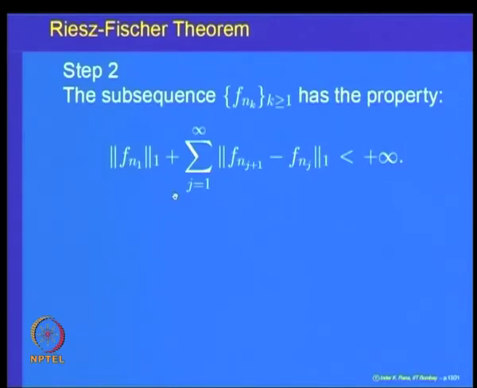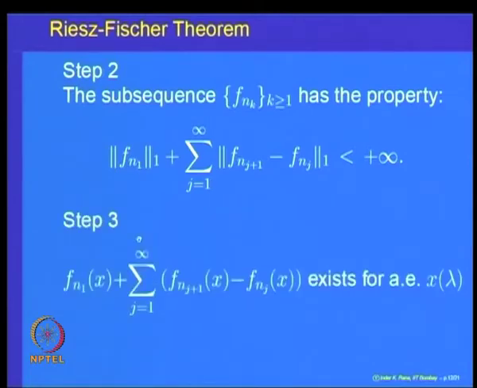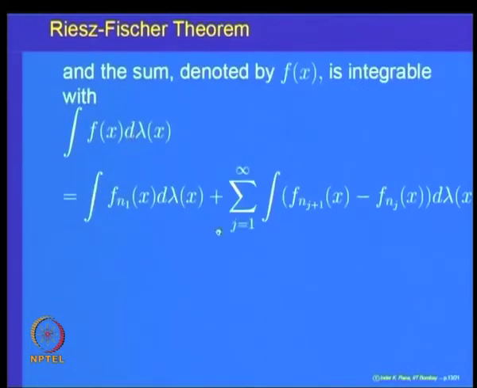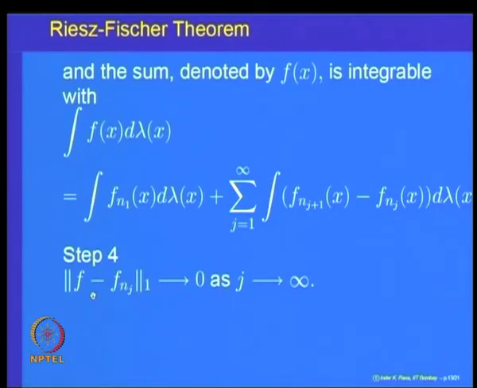Once that is done, we apply the series form of the Lebesgue dominated convergence theorem to conclude that the sum f_{n_1}(x) plus summation of f_{n_{j+1}}(x) minus f_{n_j}(x) exists almost everywhere, that it is an integrable function, and that the integrals converge. And once we have that, it is obvious that the norm of f minus f_{n_j} goes to 0, because once we subtract, the remaining thing is a tail of the series 1 over 2 to the power j, and that must go to 0. So, with that we proved the Riesz-Fischer theorem.